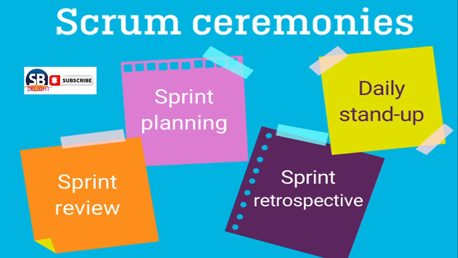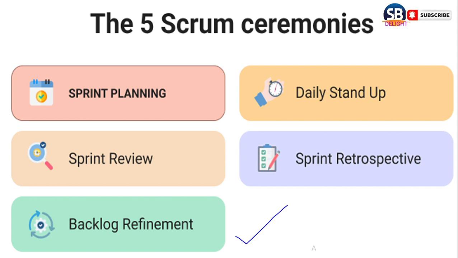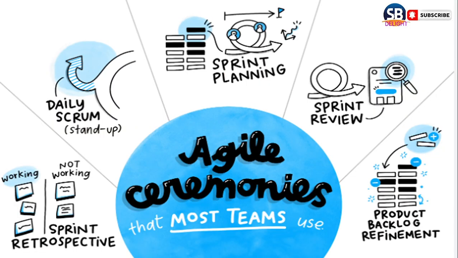Scrum ceremonies, these four are most important: sprint planning, sprint review, sprint retrospective, and daily stand up. One more thing we can include is backlog refinement. We can call them Scrum ceremonies or Agile ceremonies. Sprint retrospective means what is working and what is not working. Daily Scrum or stand up, sprint planning, sprint review, product backlog refinement. One by one, we will discuss.